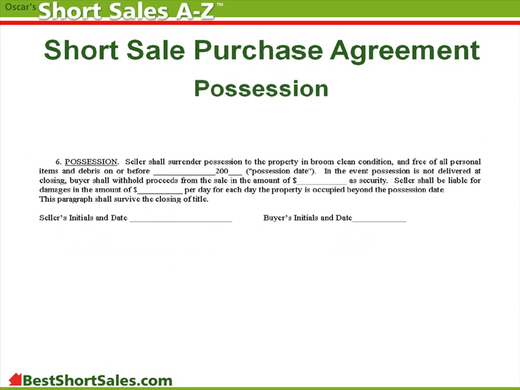Possession. It's always better to work with vacant properties because there will be no possession problems. Short sales are amiable transactions. Usually, everything goes well. However, to secure smooth possession, special provisions are needed. This is what this clause covers. Seller shall surrender possession to the property in broom-clean condition and free of all items and debris on or before. A good date to use is the same day as closing day. Enter that date. The final possession date can be changed later. What matters is that the seller surrenders the property promptly.